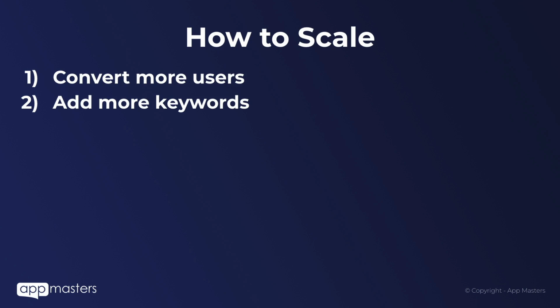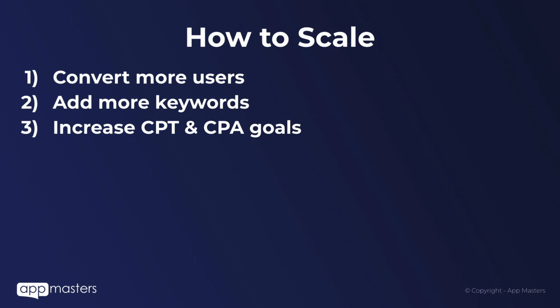Step number three, and that's why step number one was so important, is you got to increase your cost per acquisition goals, which allow you, using that formula I just presented, to increase your cost per tap. It's the easiest way. As you can see, some of those keywords that I was targeting for my particular app, we're not seeing enough visibility. So if you want more visibility, then it is increasing that.